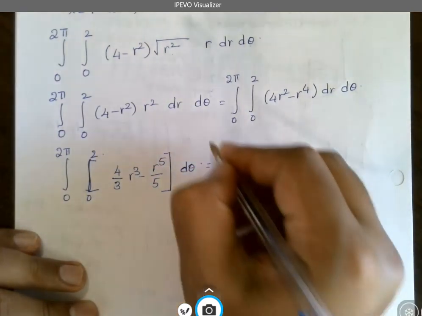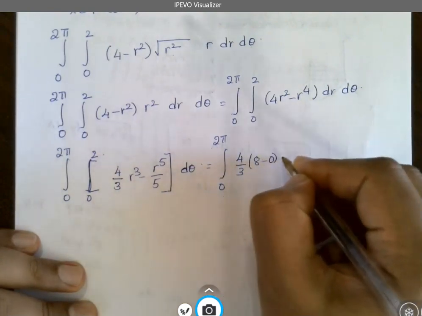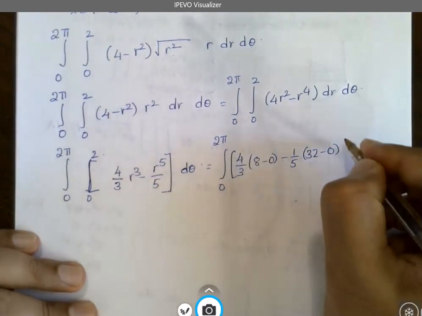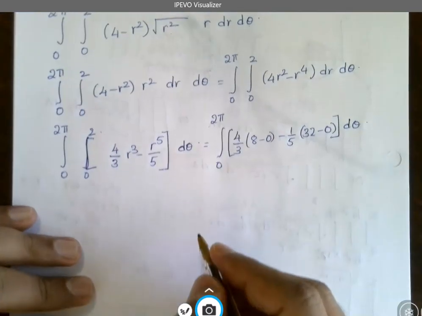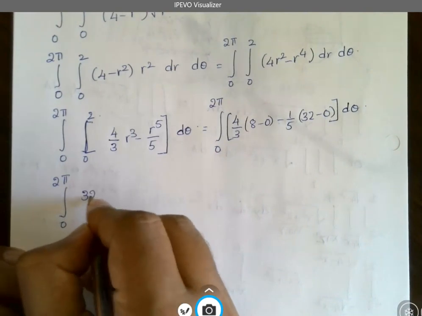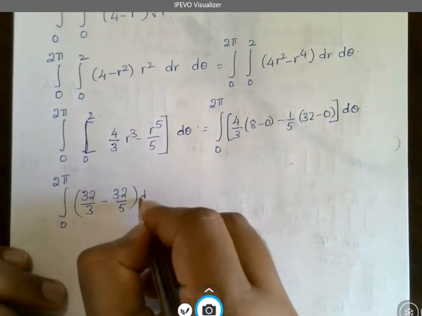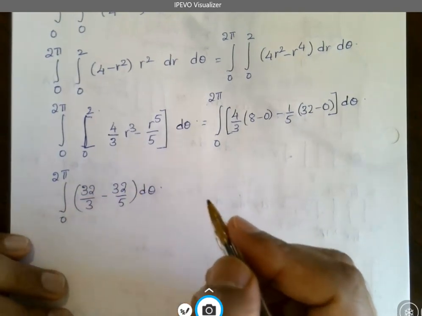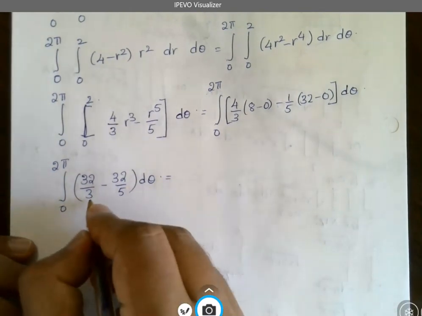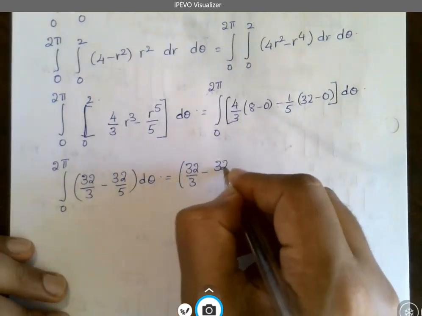Okay, so that's going to be 0 to 2 pi, where the limits of integration give 32/3 minus 0, minus 32/5 minus 0. Okay, and that's d theta. So that gives you the integral from 0 to 2 pi of 32 over 3 minus 32 over 5, d theta. I hope I get the right answer. If I get it wrong, please fix it, okay? I have no idea if I'm getting it right or not. So anyway, this is a constant, so the whole thing can step out: 32 over 3 minus 32 over 5.